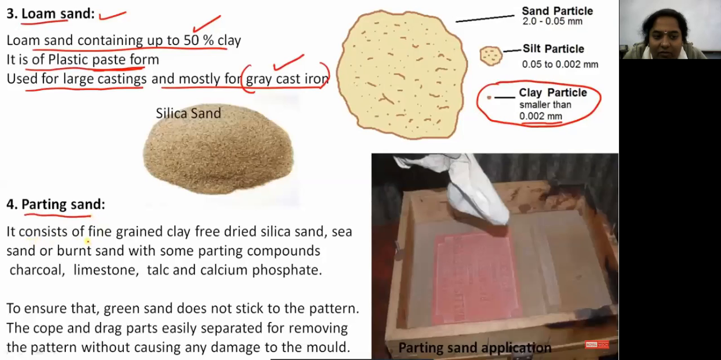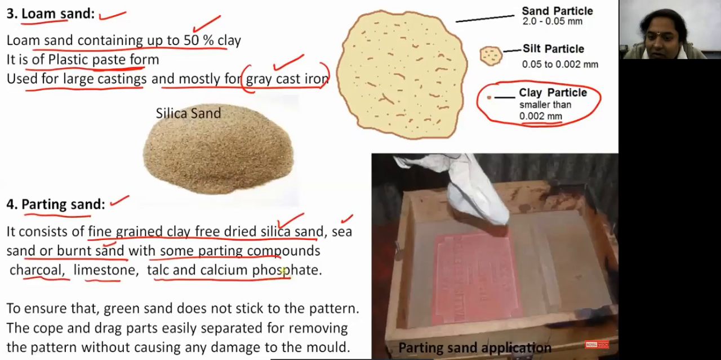Parting sand. It consists of fine grained clay, dried silica sand, sea sand, or burnt sand with some parting components like charcoal, limestone, talc, and calcium phosphate to ensure that green sand does not stick to the pattern. The cope and drag parts are easily separated for removing the pattern without causing any damage to the mold.